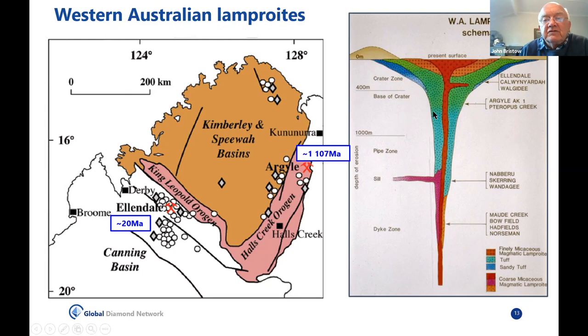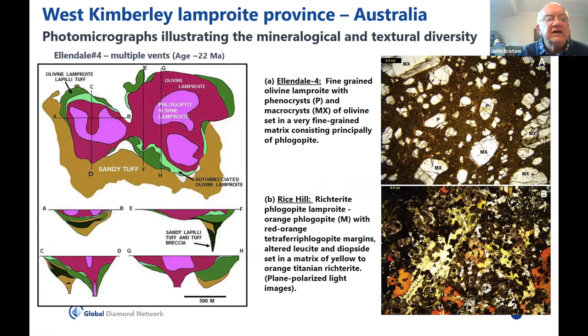There again, on the left-hand side is a section of the Ellendale 4 pipe. This is a 20 million year old pipe. It's a composite volcano. Again, you'll see in the cross sections below, a very flared, basin-like, champagne glass-like structure, and then going down into the root zone, which obviously goes to depth because it had diamonds carried up to the surface. And in the pictures on the right-hand side, again, thin sections.